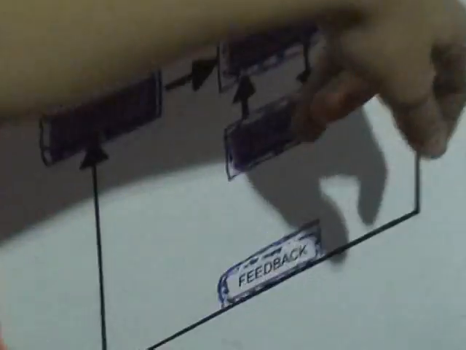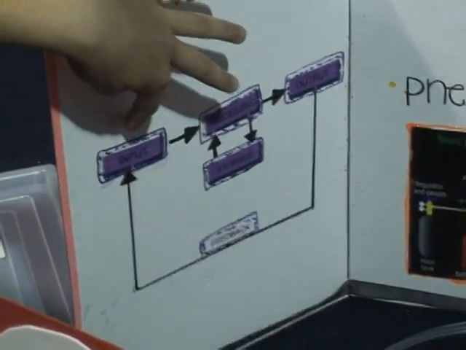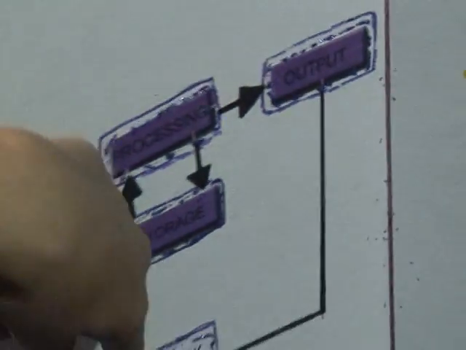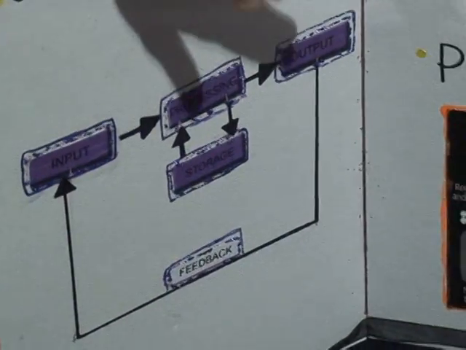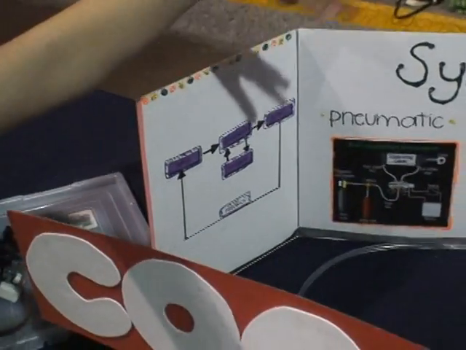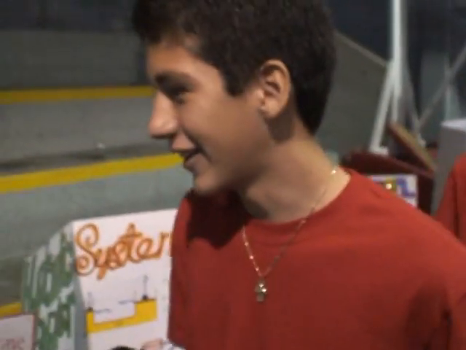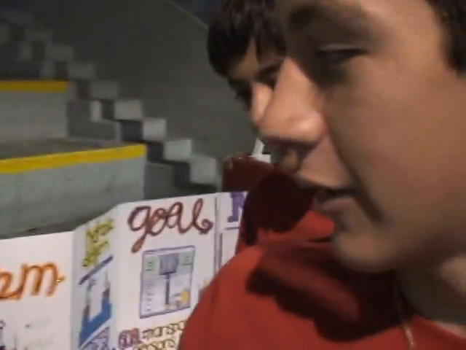There is input, then output, and then feedback. Input is the power into a system. Output is a product, and feedback is the process. In the end, the systems we use are hydraulic circuits and pneumatic circuits.